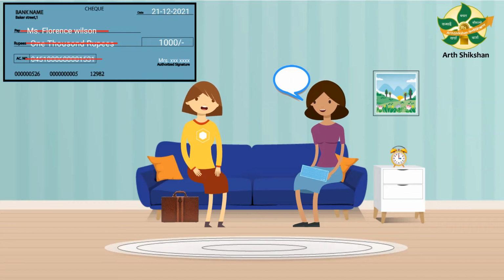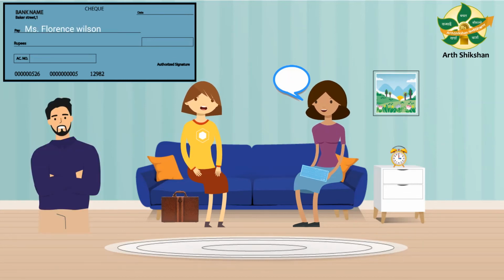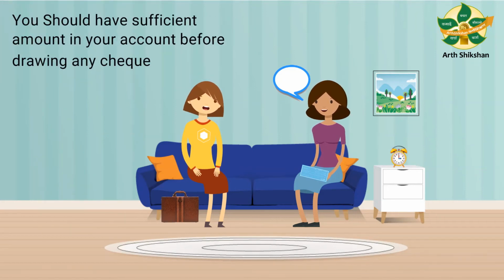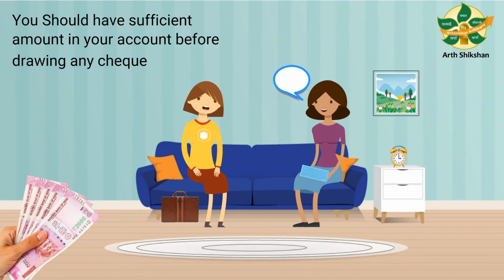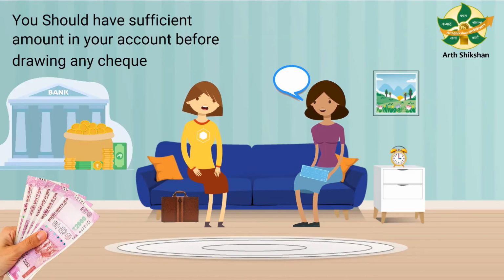Avoid scribbling on the check. Payee name should be correctly mentioned on the check. The most important thing is you should have sufficient amount in your account before drawing any check. Otherwise, it is considered as an offense.